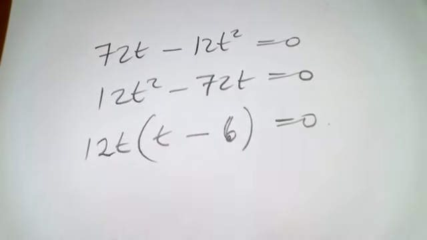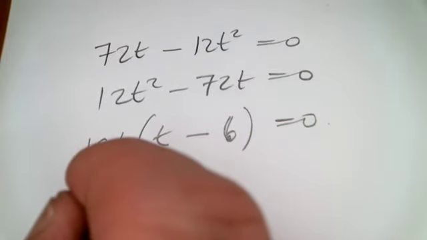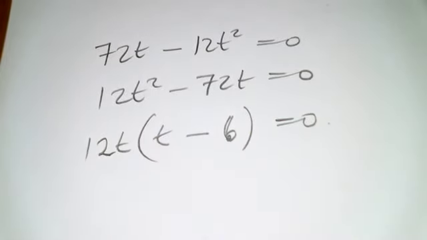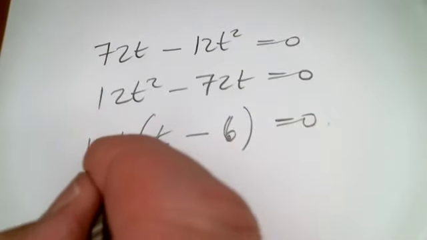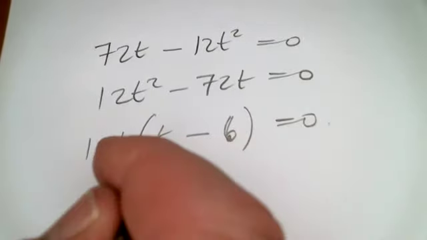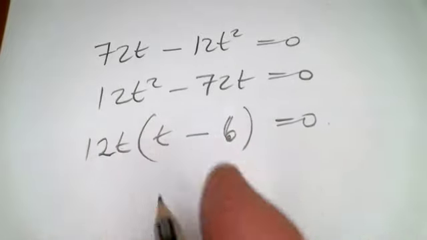Well, in this situation, either t is going to be one of two things. What would t have to be in order for the solution to be 0? Well, if t is 0, in other words, if 12 times 0, it doesn't matter what's in here, if t is 0 here, then the whole thing is 0.